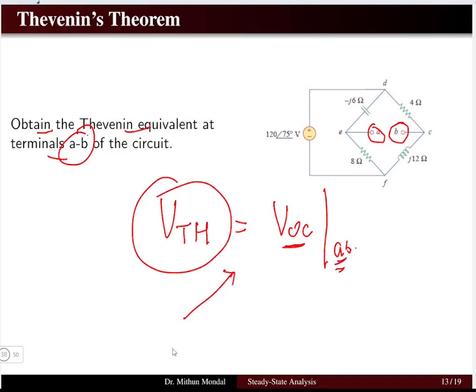This can be solved by any other method like mesh, nodal or superposition. That is up to the user who is solving the problem. And the resistance Thevenin, R Thevenin, you have to obtain by short circuiting the independent voltage source and open circuiting the independent current source. Dependent current sources or dependent voltage sources we will not touch.